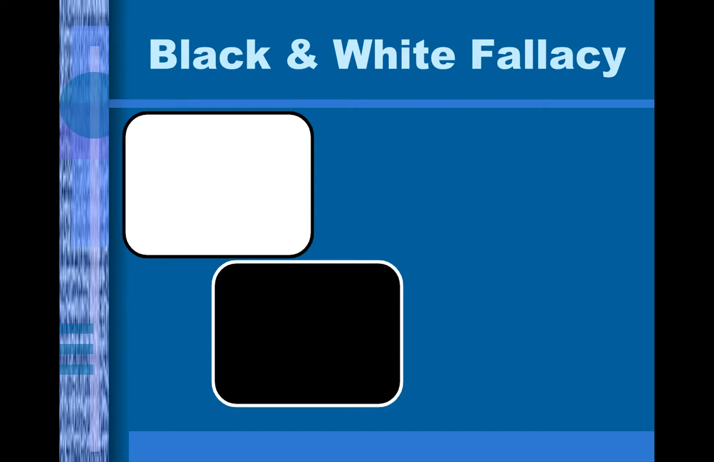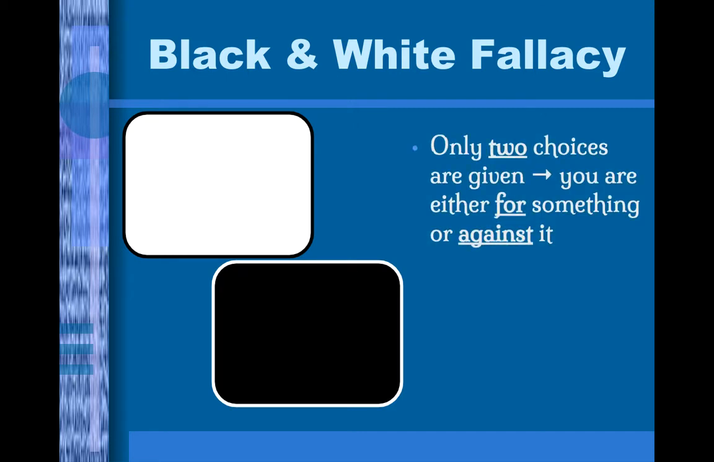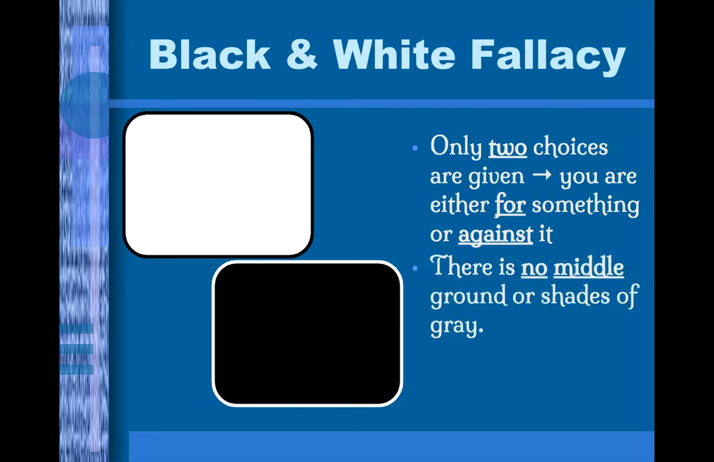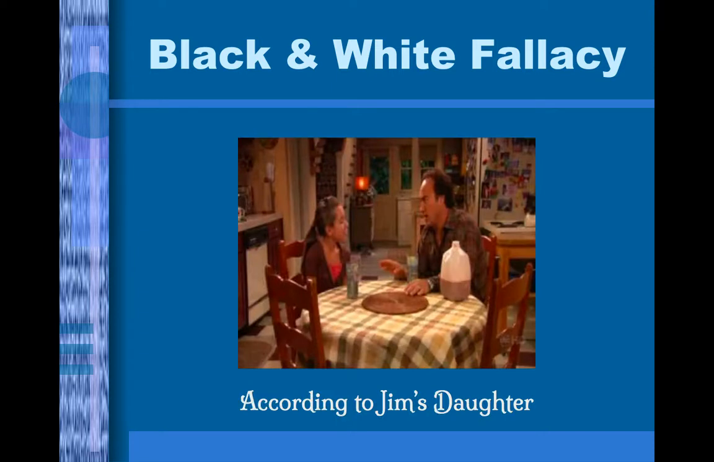Next, we have black and white fallacy, all right? So obviously, two choices, black, white, no gray area, nothing in between here, okay? You have two options, and that's it. You're either for something or you're against it. You either choose choice A or you choose choice B. You go left or you go right, but you can't go both, all right? No middle ground, no gray area. You mix white and black to get gray, right? No mixing here. It's all or nothing, one or the other.